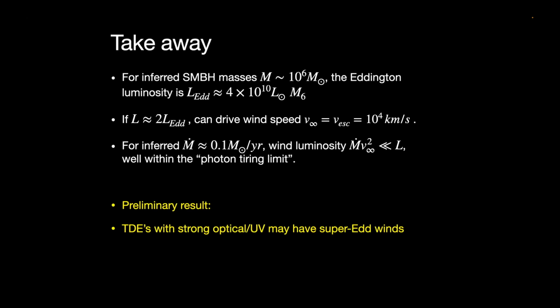You're still deep inside the gravitational potential well of the black hole. That energy then propels material away in this outflowing wind. And that's the reason that you basically reprocess the X-rays into optical light. So that's the bottom line, a preliminary result. This is all stuff that I just did in the last couple of days, so I might have some details wrong.